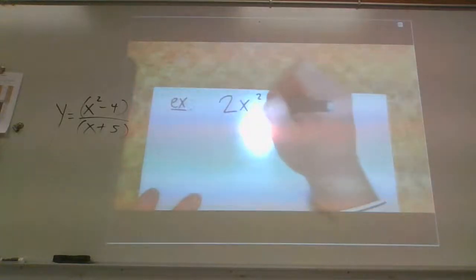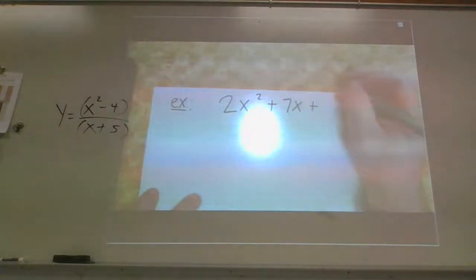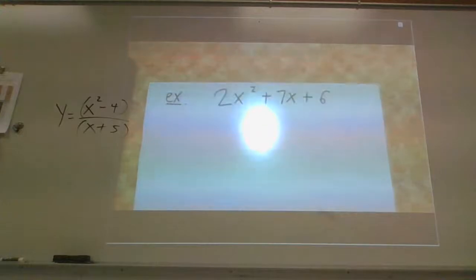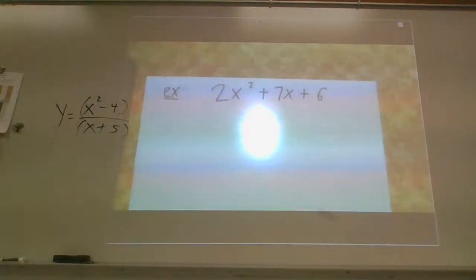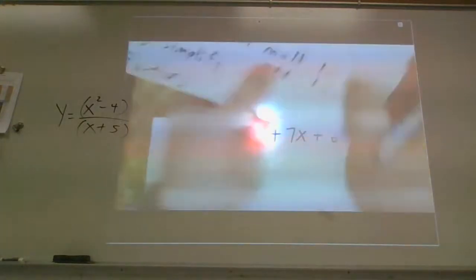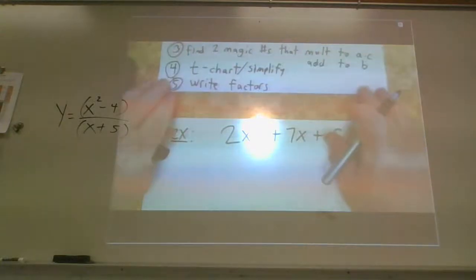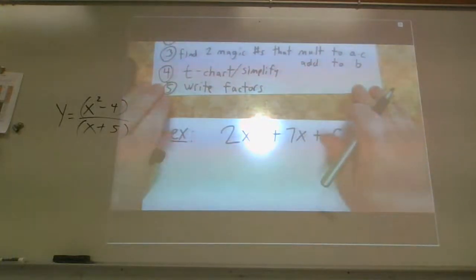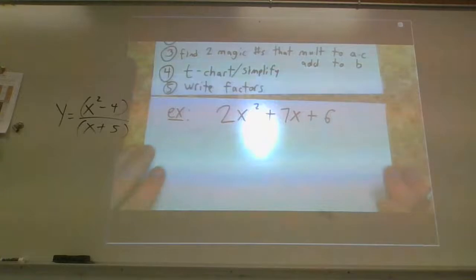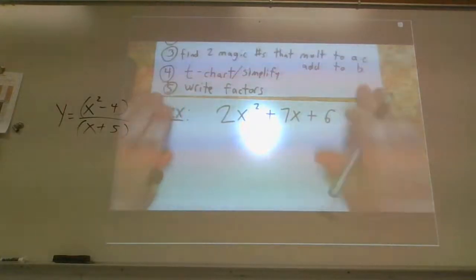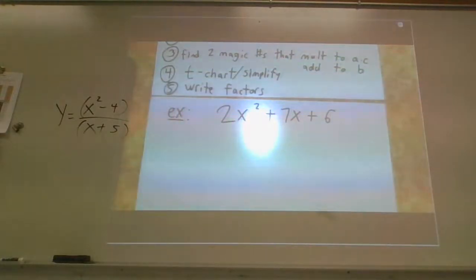2x squared plus 7x plus 6. This part right here? Maybe the bottom few steps? Okay. I just want to make sure I can have both up here. I'll leave it up here for a little bit. So we got 2x squared plus 7x plus 6.